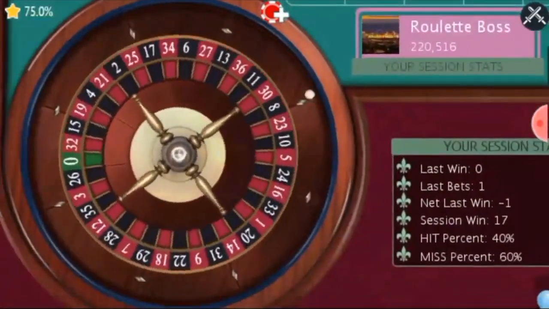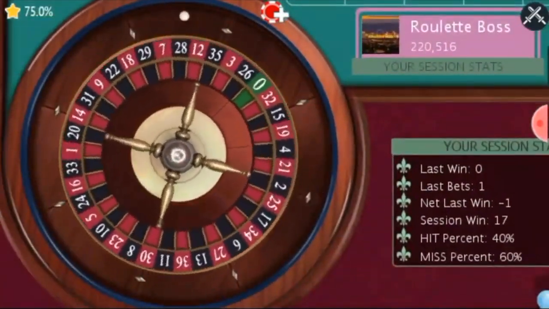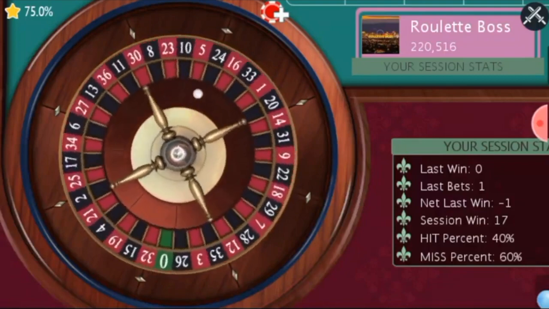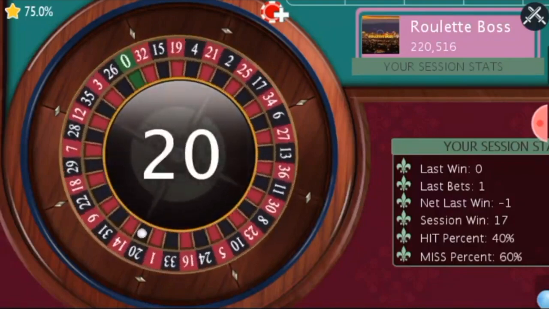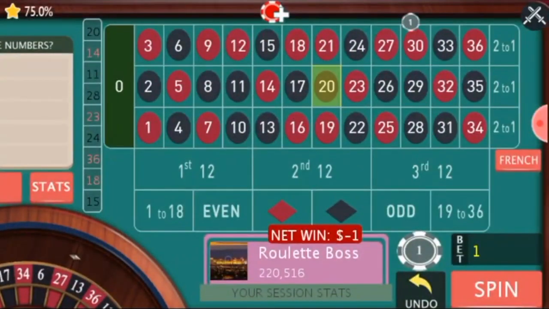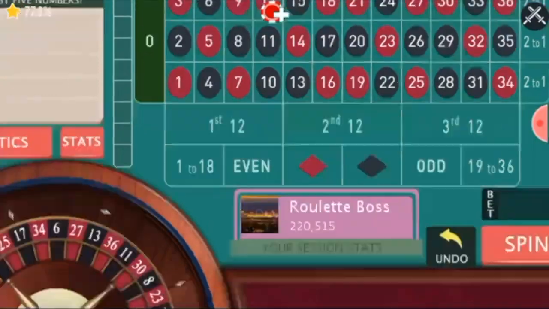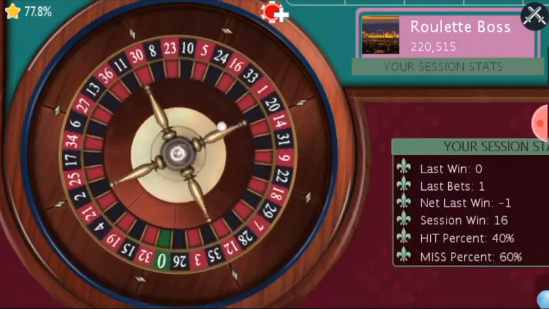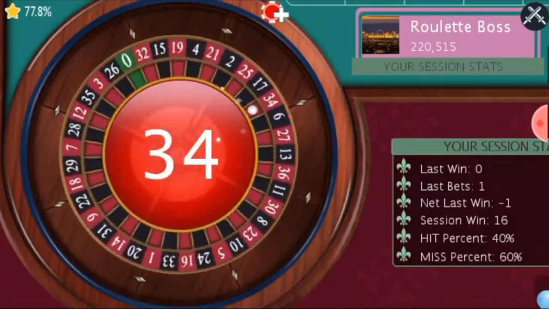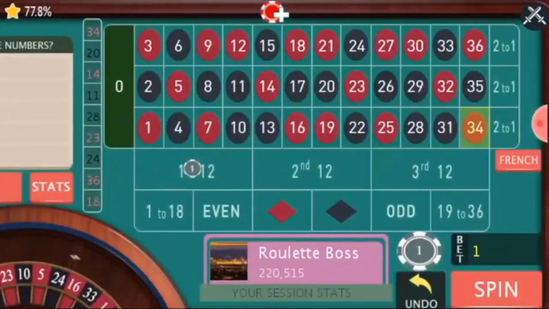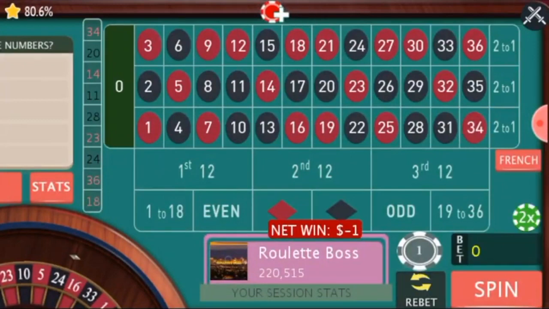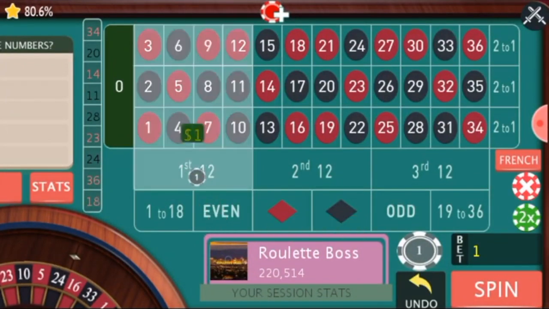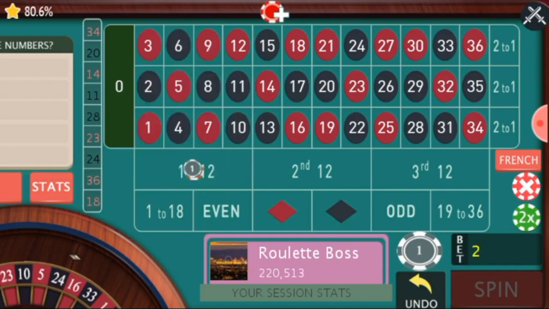Spin number 2. Playing for anything greater than 18 units in profit. I lose on spin number 2. Spin number 3. Lose on spin number 3. I have no choice. I have to increase my bets by 1 unit. Restart the count. Spin number 1.